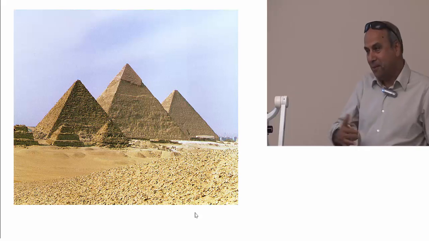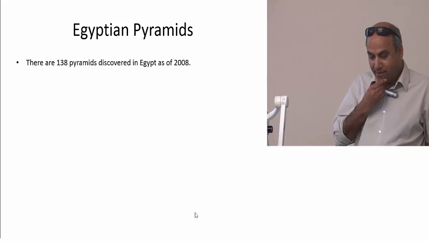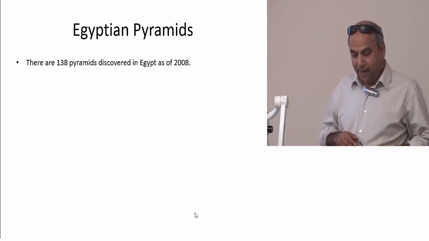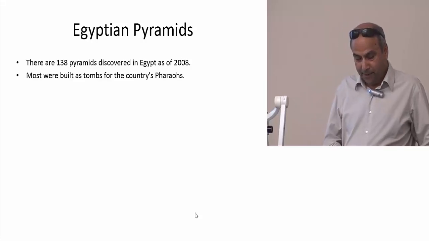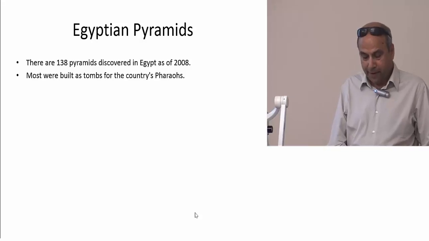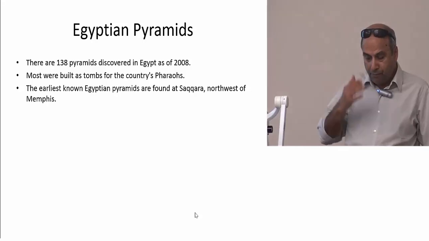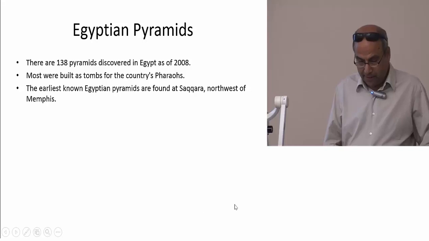Okay, so these are more pictures of these pyramids. There are a total of 138 Egyptian pyramids, and they keep finding these pyramids, and this is up to 2008. As you know, most of these pyramids were built as tombs for the pharaohs, who were the kings and emperors. And there are different locations where these pyramids are found, and these are the places.